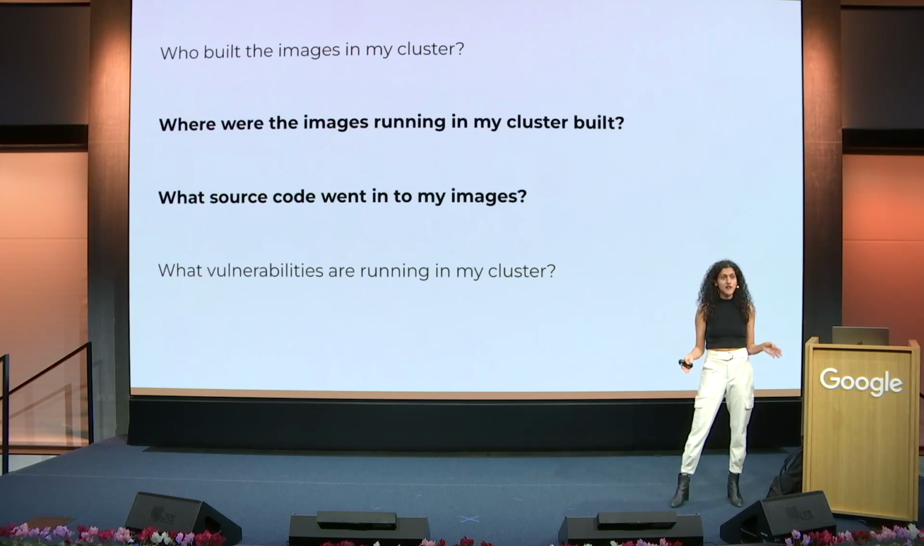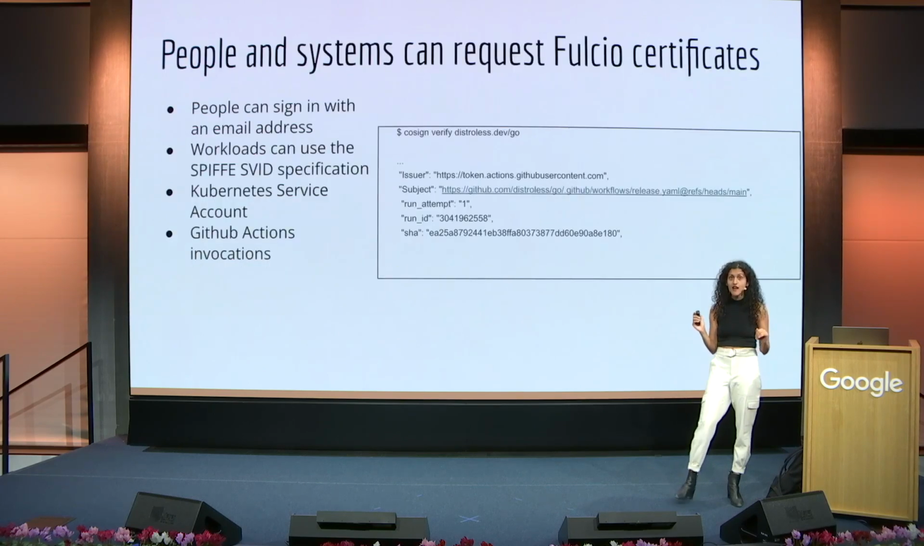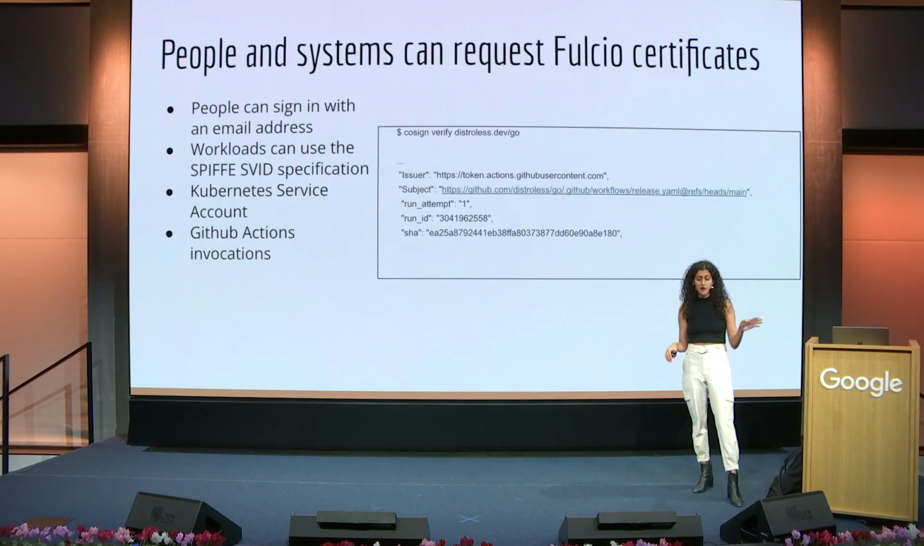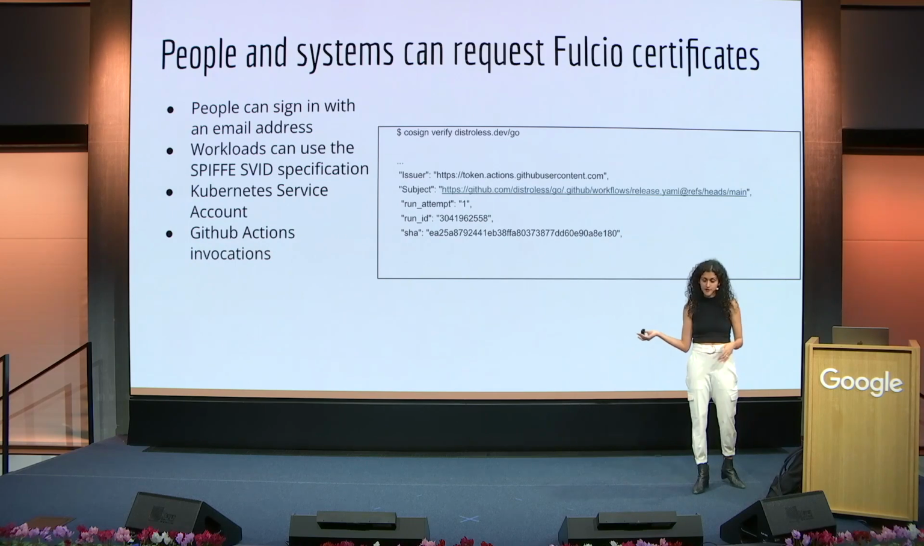Where were the images running in my cluster built, and what source code went into my images? So we can actually use Sigstore to help answer these questions as well. The nice thing about Sigstore is that both people and systems can request Fulcio certificates. I'm guessing that you're probably not building your software on your laptop, which means you wouldn't really be able to sign it just on your laptop either by always going through that browser flow.